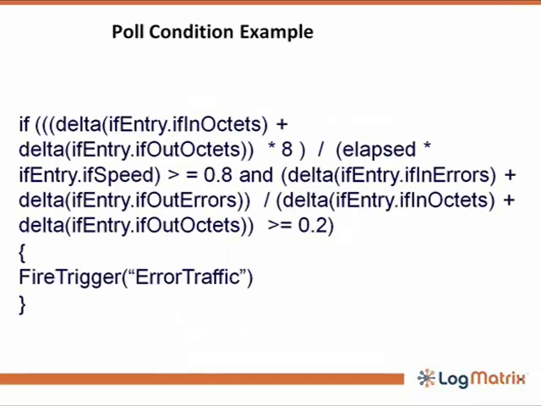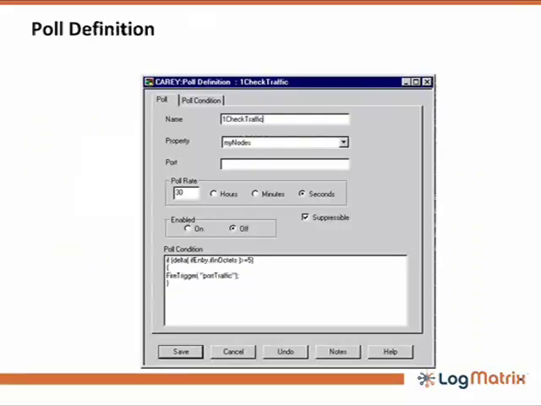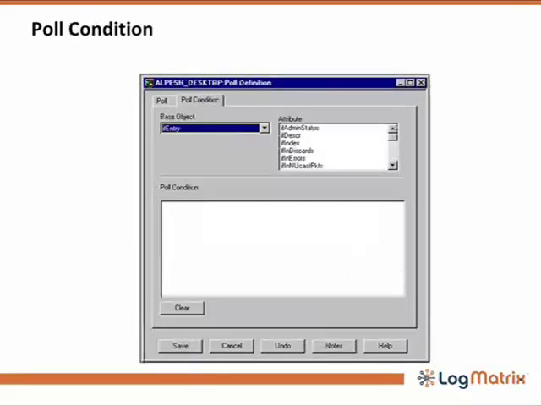Back in this, you notice the brackets after the if statement. There's like 3 of them. We have to have the complementing number of brackets all the way through this thing. So that has to be accounted for, and that's part of Perl. If the delta in octets is greater than 5, fire the trigger port traffic.